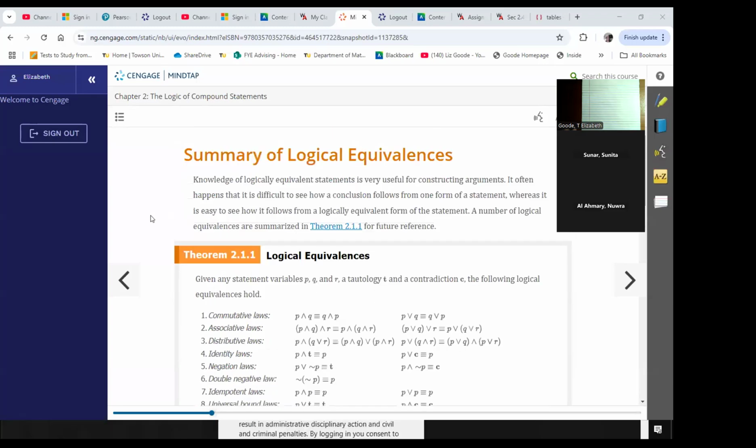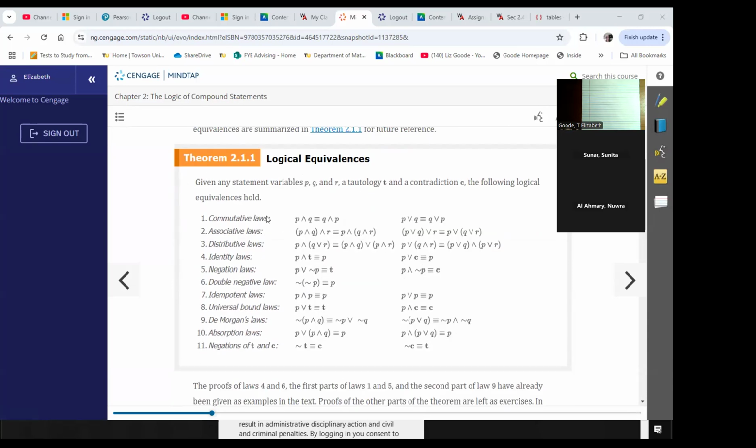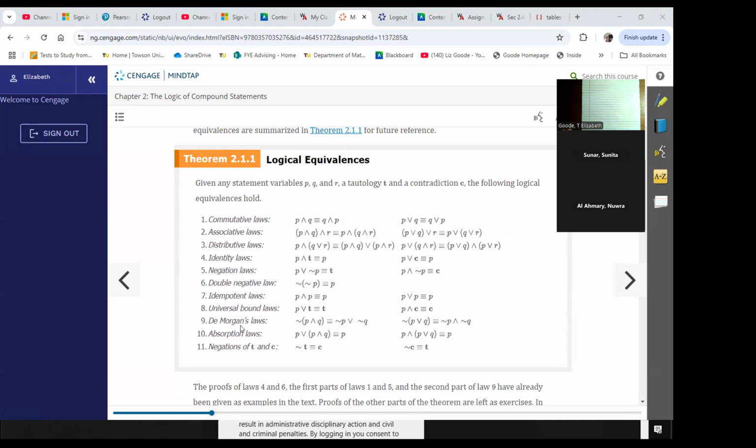This was homework 2.4, but it actually refers us back to a page in section 2.1, this summary of logical equivalences, Theorem 2.1.1, that tells us all these different laws of logical equivalences, like the commutative laws. So you'll want to refer to this when you work that problem. Associative laws.